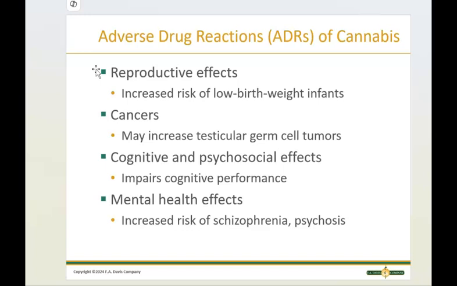In fact, the label for Marinol includes a warning that it can exacerbate mania, depression, and schizophrenia, and that you shouldn't even give it to people until they're screened for their psychiatric history.